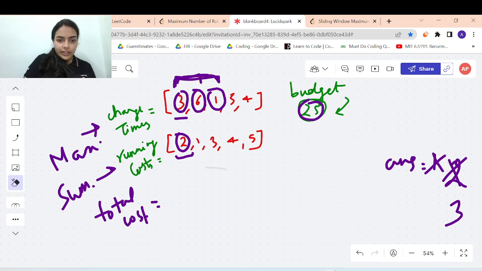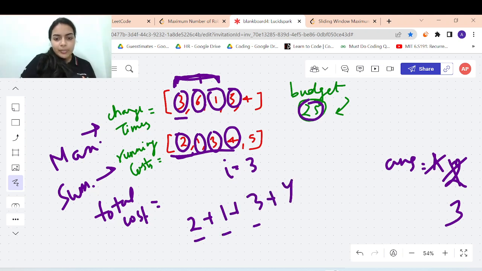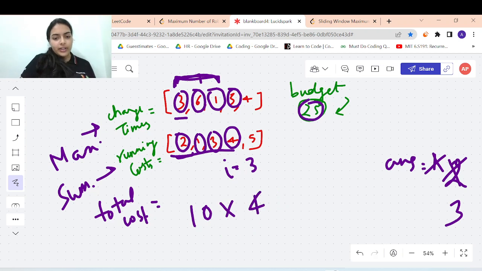Okay, now let us continue. Now it will become interesting. Let us see. So now we are going to i equal to 3. Okay, fourth element. So now what is the sum of the cost? 2 plus 1 plus 3 plus 4. 2 plus 1 is 3, 3 plus 3 is 6, 6 plus 4 is equal to 10. How many elements do we have? 4. 10 into 4 is 40.